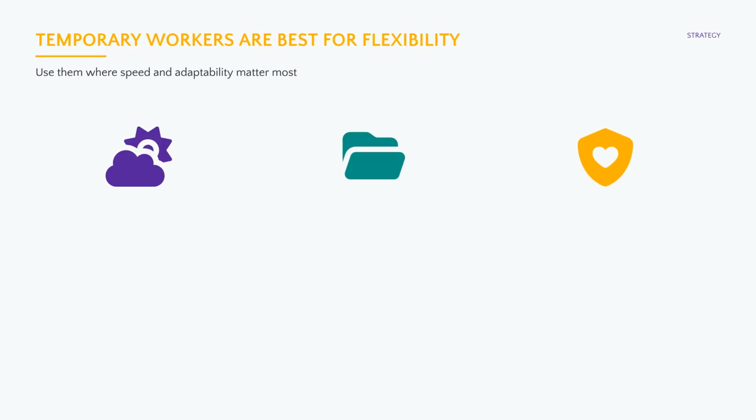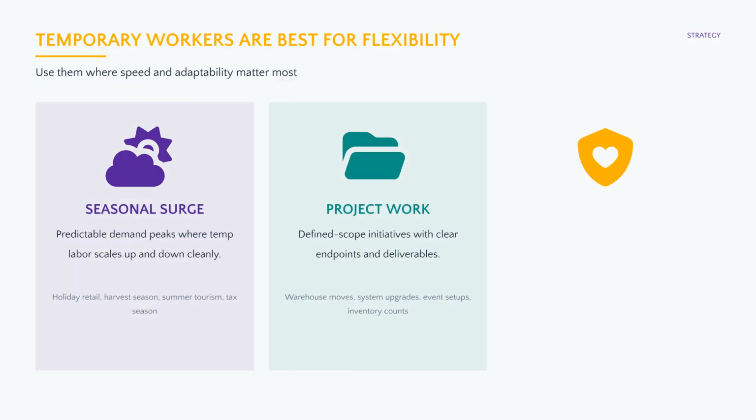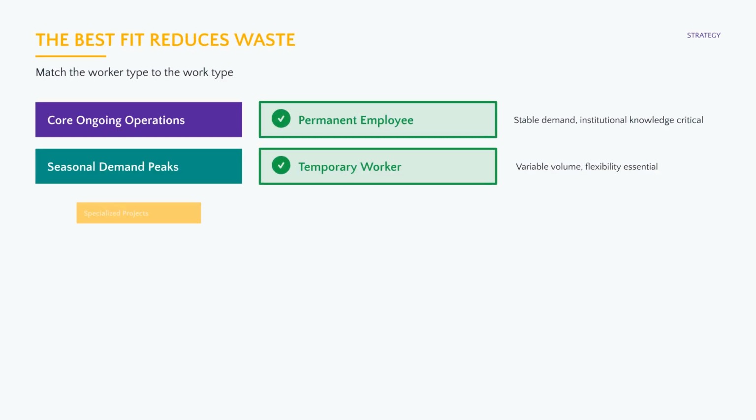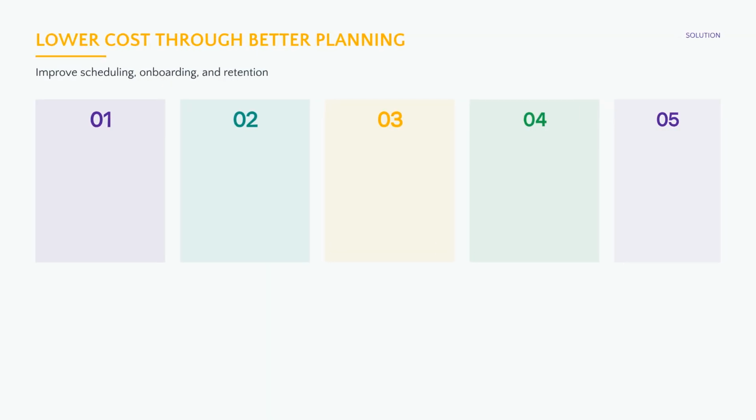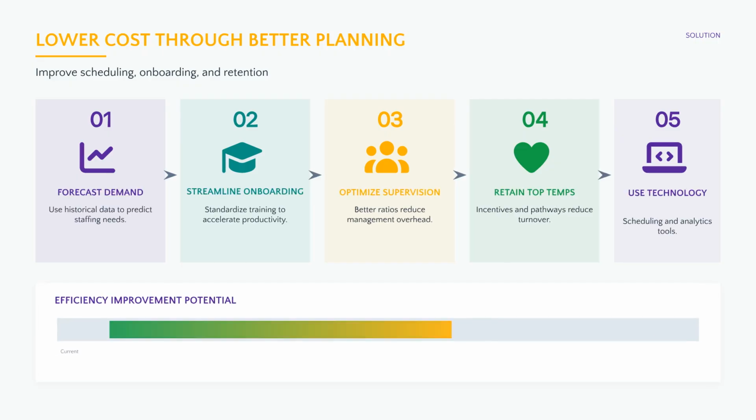Temporary workers are best utilized for flexibility, such as managing seasonal surges, completing short-term projects, or covering unexpected coverage gaps and absences. To reduce waste, match the worker type to the work type. Permanent employees suit core ongoing operations, while temps are best for variable seasonal demand, specialized projects, or emergency coverage. Lower costs through better planning involve 5 steps: forecasting demand, streamlining onboarding, optimizing supervision, retaining top temps, and utilizing technology. This can lead to up to 30% savings.